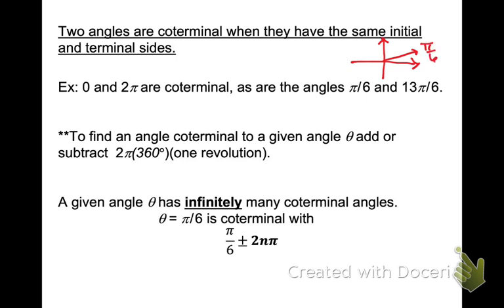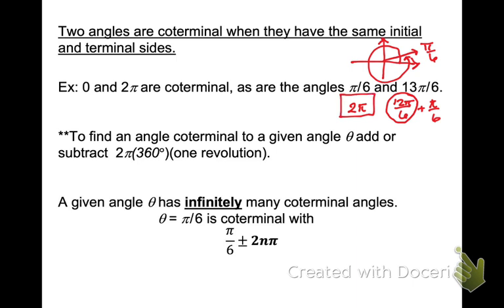Well, how is 13 pi over 6? What fraction is that? 6 goes into 13 how many times? Twice. So it's a whole revolution, yes? And how many more pieces? Because it's 12 pi over 6 plus pi over 6. So that's how they're coterminal. And what is that magic number? Not 360 when it's radians, it's what? Nope. 12 pi over 6 is 2 pi.